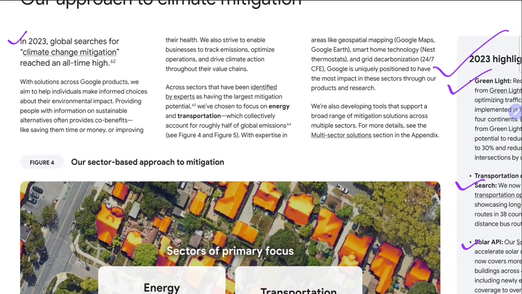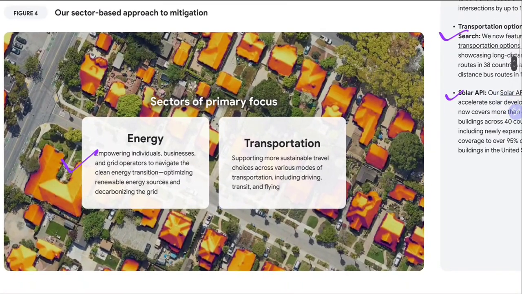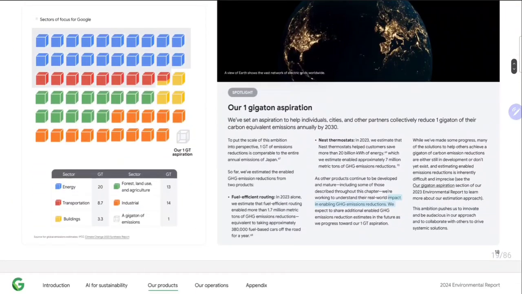In 2023 global searches for climate risk mitigation reached an all-time high. So across sectors that have been identified by experts as having the largest mitigation potential, the company is saying they have chosen to focus on energy and transportation. So what efforts? Empowering individuals, businesses and grid operators to navigate the clean energy transition. Also optimizing renewable energy sources and decarbonizing the grid. Supporting more sustainable travel choices across various modes of transportation including driving, transiting and flying. So some more initiative information is there, like you see here.